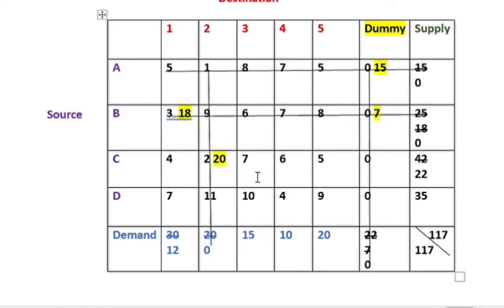Okay, now again we need to check the least cost from the remaining cells. We can see a 4 and 4, so we can choose any 4 to solve it further. I will choose this 4, that is the one cell. So now again we need to check the respective demand and supply.